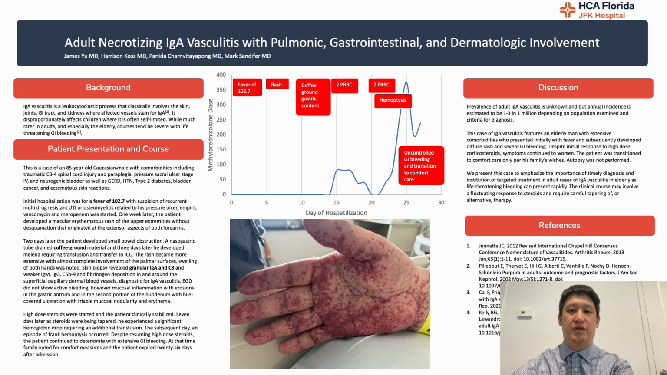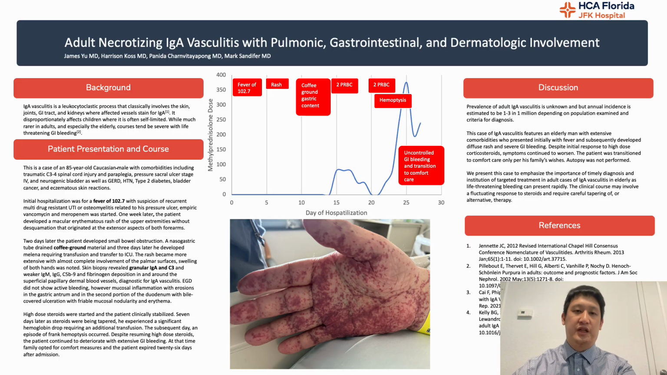One week after the initial hospitalization, he developed a macular erythematous rash of the upper extremities. There was no desquamation and it was non-blanching. It originated at the extensor aspects of both forearms. Two days later, he developed symptoms of a small bowel obstruction, and an NG tube was inserted, which drained coffee ground-like materials. Three days after that, he developed melena, and over this time, his hemoglobin had been noted to be dropping, and he had begun to require transfusion and was transferred to the ICU.